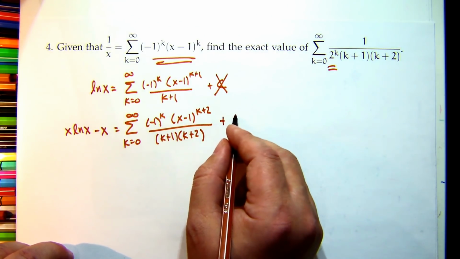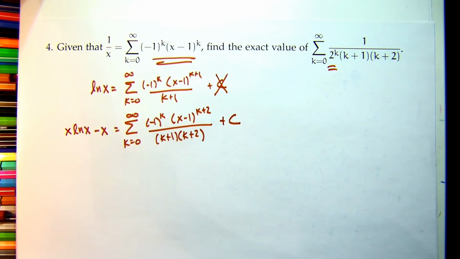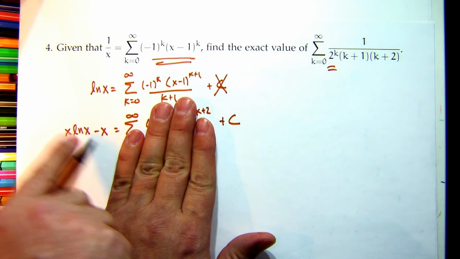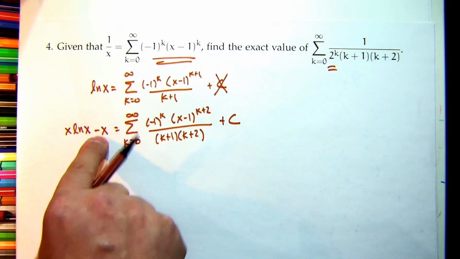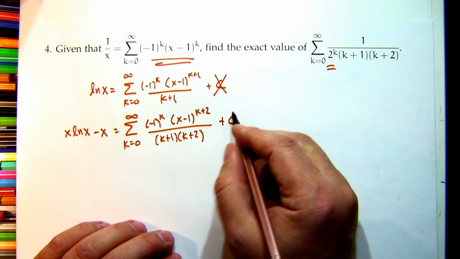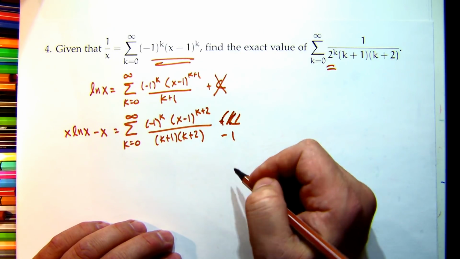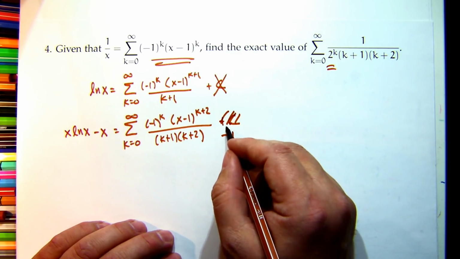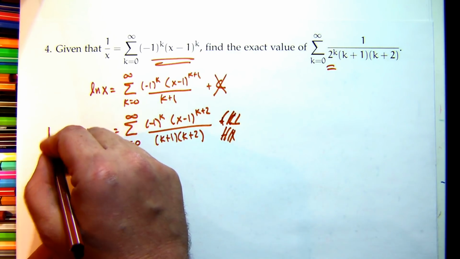Plus c. Now, what should c be? Well, what do? Plug in 1. Again, the sum drops out. 1 times log of 1 is 0. But then you have minus 1, which means this is minus 1. Or, using my fancy paper technology, I add 1.